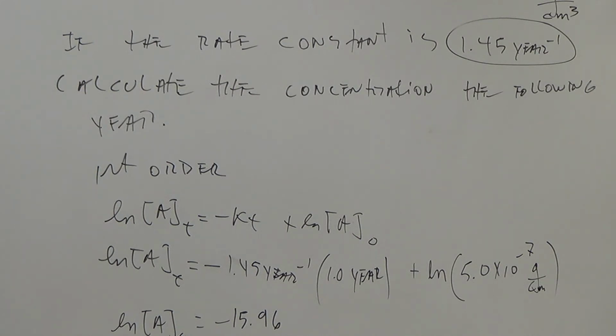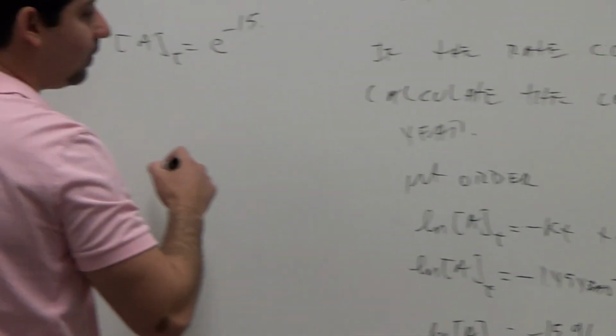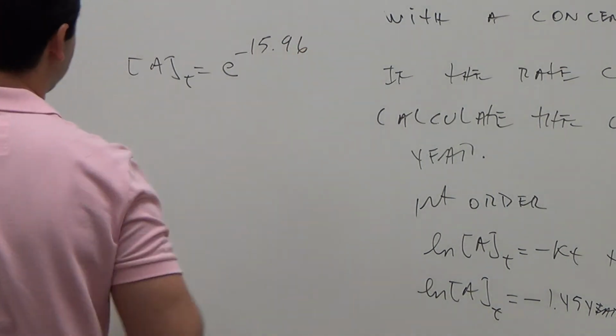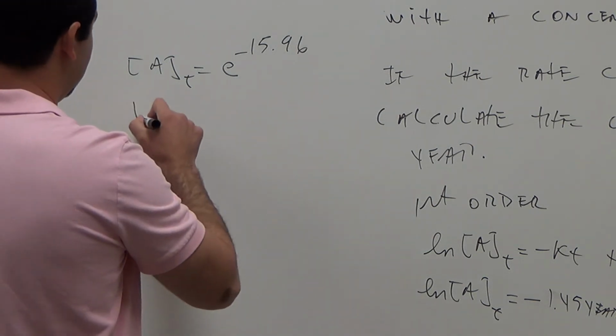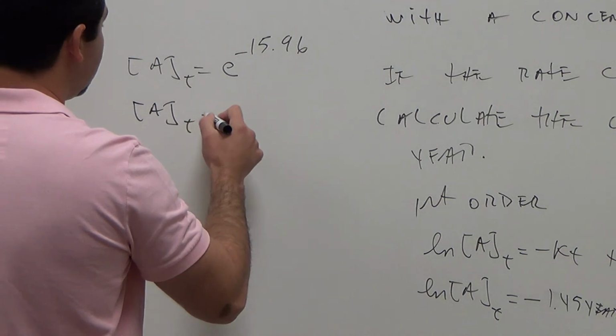How do you get rid of that ln? E raised to that thing would just be A at t, and I do it on the other side, e to the minus 15.96. How much you make a mistake on the test and you don't remember to do the e, and the answer will be there, and you will get it wrong. Probably. How much you bet? People do it all the time.